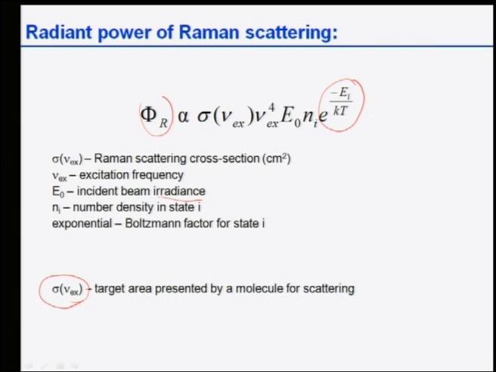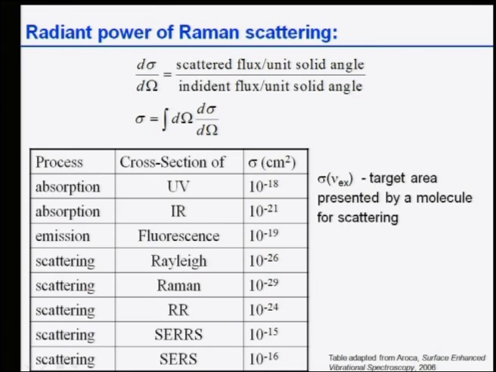This sigma term is the target area represented by the molecule for scattering, that is the scattering cross section. How much is that target area of the molecule for a scattering event to occur? It can also be put this way: capital sigma is the integration of the whole scattering for the molecule, and dσ, the small sigma, is the scattered flux per unit solid angle divided by the incident flux. Then you multiply by the whole solid angle which is coming out, and you get that.